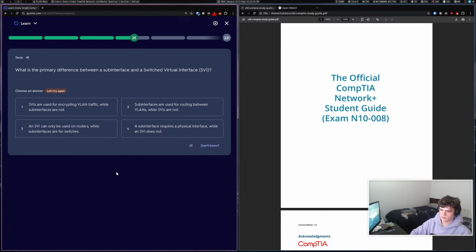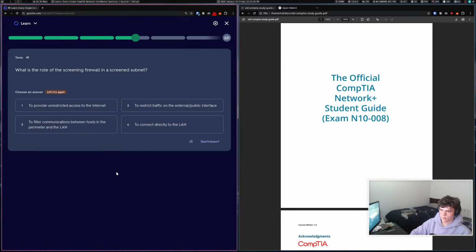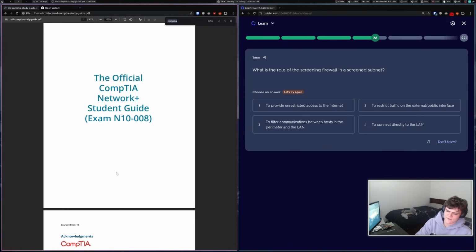SVIs are using. Yeah, screening firewall.